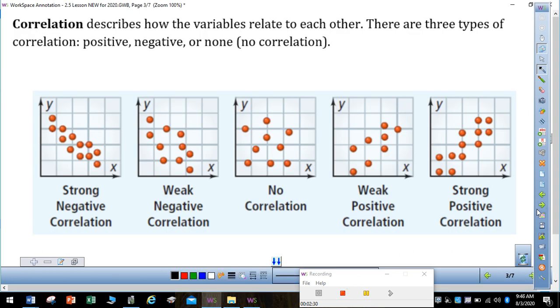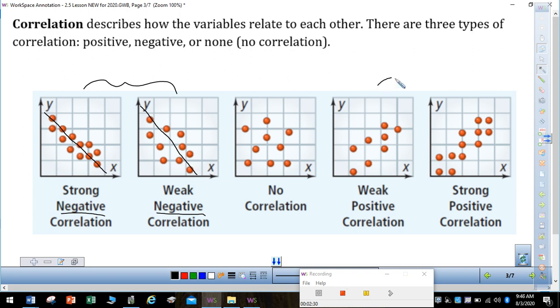And so correlation is the word that we use describing how the variables relate to each other. And there's really 3 types of correlation, so positive, negative, or none. So if you take a look at the first 2 pictures here, both of these have a negative correlation. It's stronger if the points are closer together, and it's weaker if the points are a little bit more spread out. But either one, we could draw a trend line through the points. That trend line would have a negative slope, so that's going to be negative correlation.